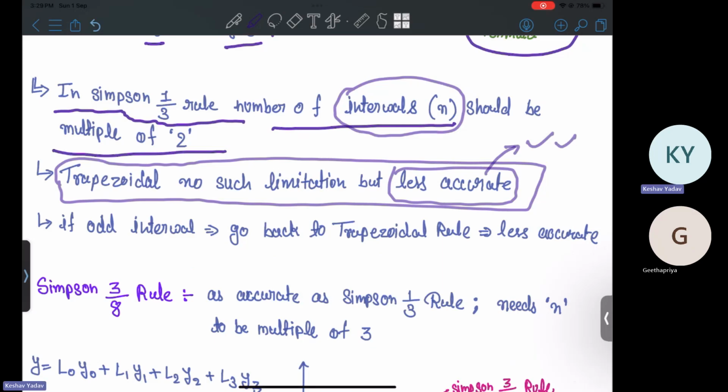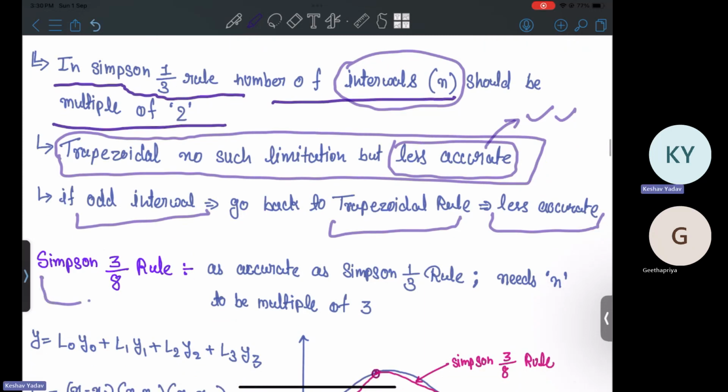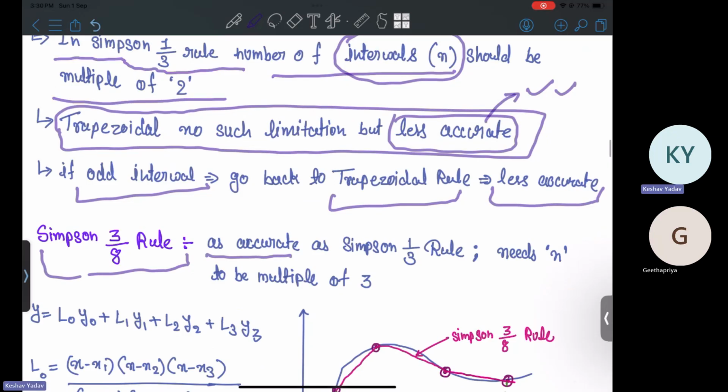But what is the problem with the trapezoidal method is that it is less accurate. That's why Simpson 1/3 gives us some accuracy, but there is one issue here, that it requires an even number of intervals. So what will happen if we have an odd number of intervals? Then we need to go for the trapezoidal rule. That will lead to a less accurate solution. So that's why a new method has been introduced, known as the Simpson 3/8 rule. This method is as accurate as the Simpson 1/3 rule, and it requires the intervals in multiples of 3.